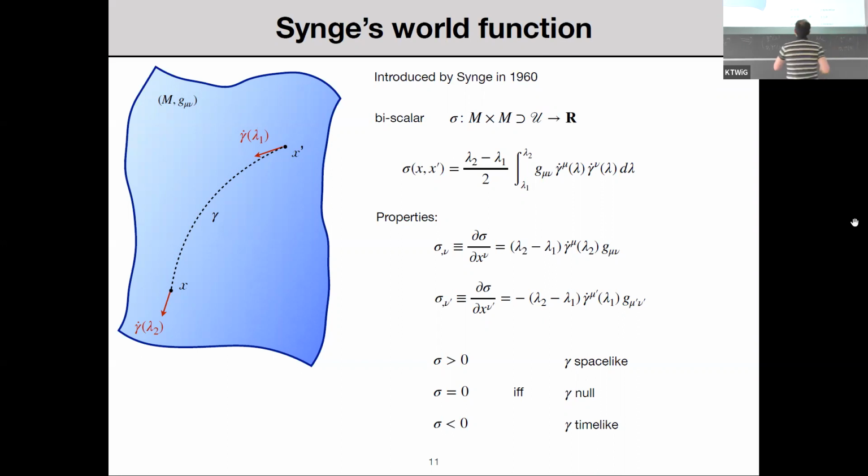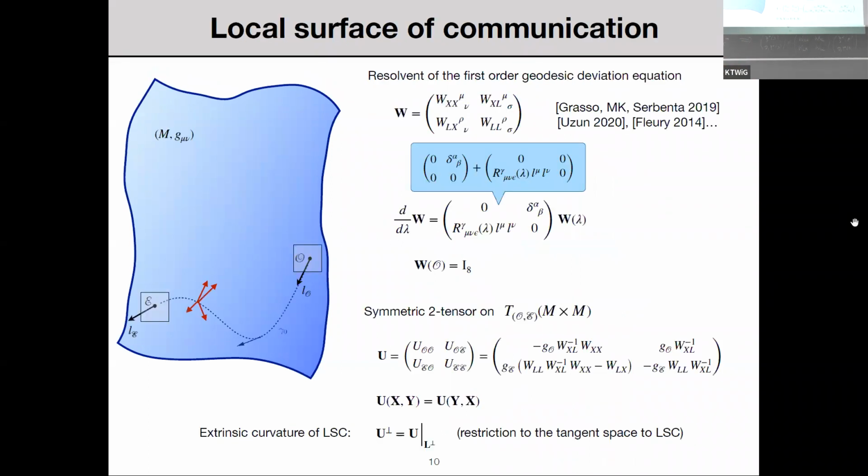So strictly speaking, these are all bitensors. They take you from the tangent space here to the tangent space over there. And physically, W_XX and W_XL tell you how the initial data correspond to the value of the solution at point x or any other point. L_X and L_L tell you how they correspond to the value of the derivative at this point. So this is called the resolvent. This is a second order ODE, but you can write it formally as a first order ODE by enlarging the space of solutions formally to a bigger vector, and then you look for the resolvent.